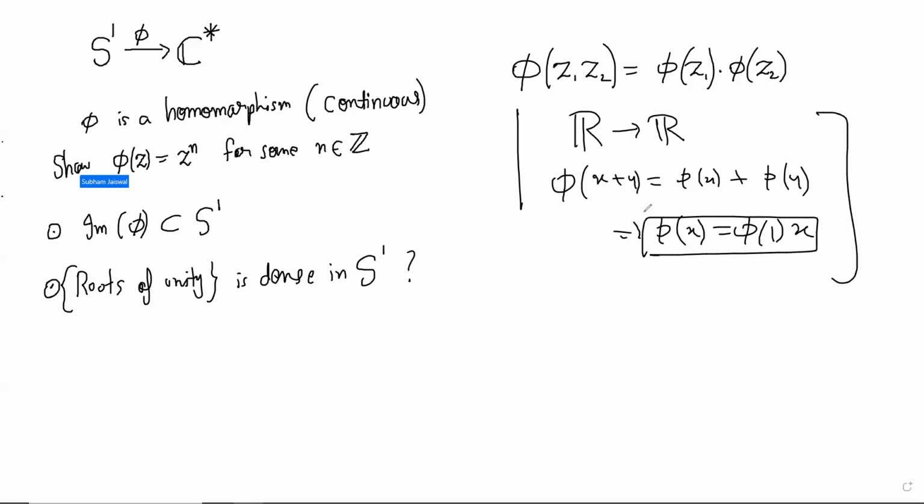This is easy. Of course, using continuity, plus continuous, then you get this. This is that kind of statement. So I wonder if we can, because we can linearize S1, right? We can replace S1 by, of course, I can replace it by R mod Z, the group R mod Z.